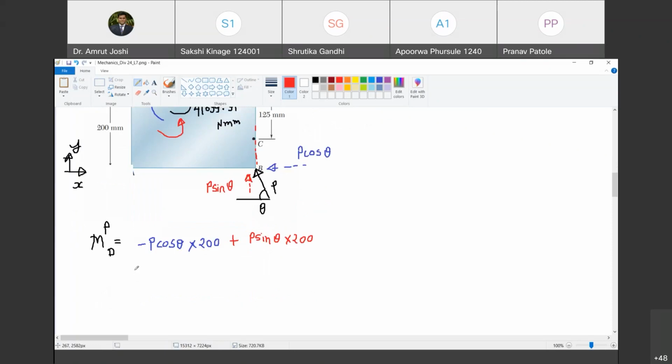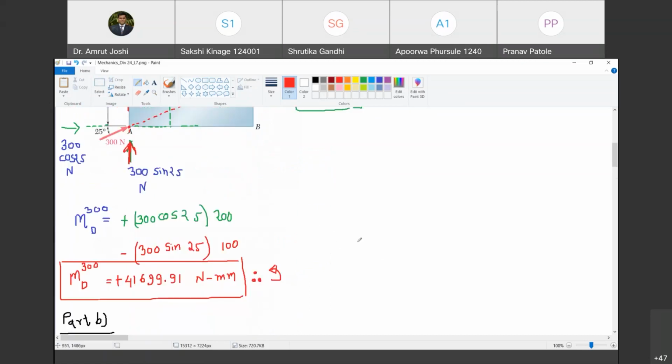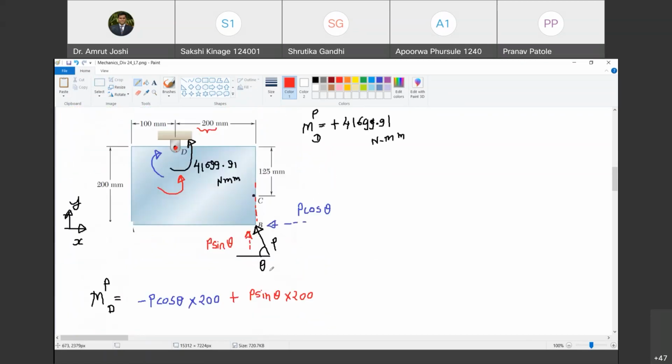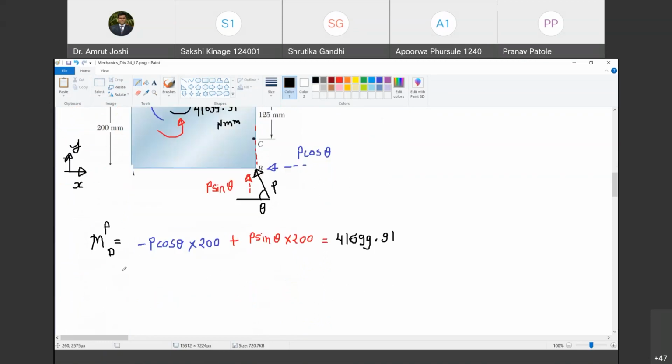Yes, Shrutika. Are you with me? Yes, sir. Okay. So minus P cos theta into 200 plus P sin theta into 200. This is the moment of force P at point D. And this must be equal to how much? Tell me, this must be equal to 41699.91. So what will be the value of P?